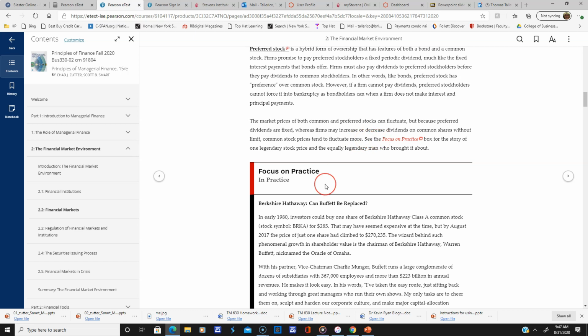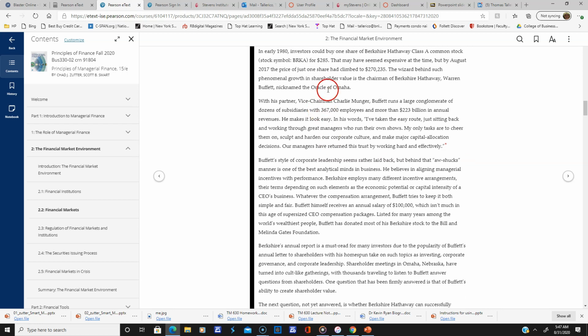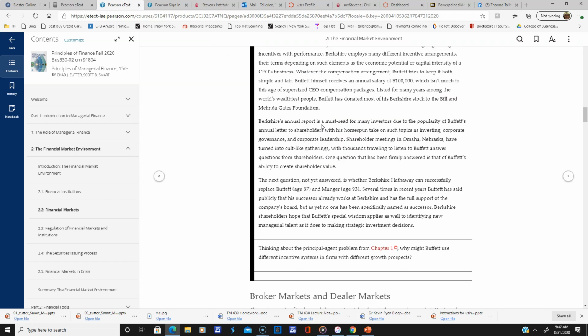And they got a little focus on practice. Berkshire Hathaway stock is well over $270,000 a share now. You can Google that and see how much a share is worth. Just type BRKA. You see the stock symbol? Type price of BRKA.